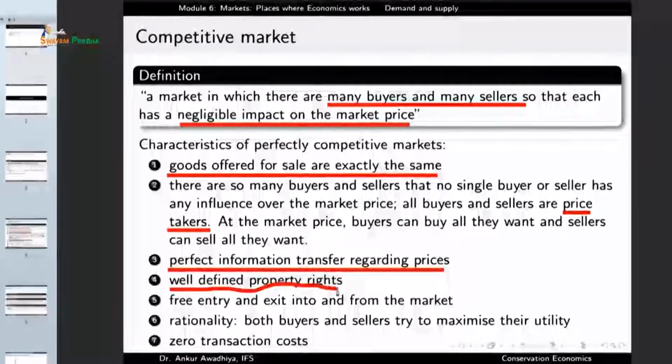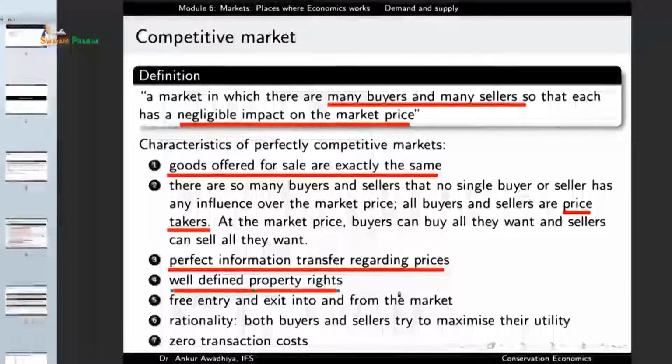The market should have well defined property rights, which means that the only way in which you can buy or sell a good is through the market. Nobody can go to a seller and snatch the goods, because if the seller has this idea that my goods can be stolen, then he or she will not provide such a huge amount of goods to the market as he would have provided if there are perfect property rights.